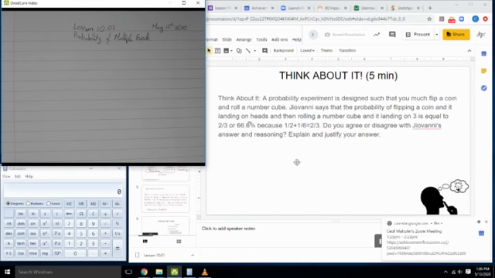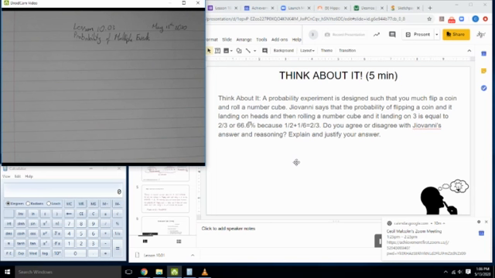So today's Think About It says, think about it. A probability experiment is designed such that you must flip a coin and roll a number cube. Giovanni says that the probability of flipping a coin and it landing on heads and then rolling a number cube and it landing on 3 is equal to 2/3 or 66.6 recurring percent because 1/2 plus 1/6 equals 2/3. Do you agree or disagree with Giovanni's answer and reasoning? Explain and justify your answer.